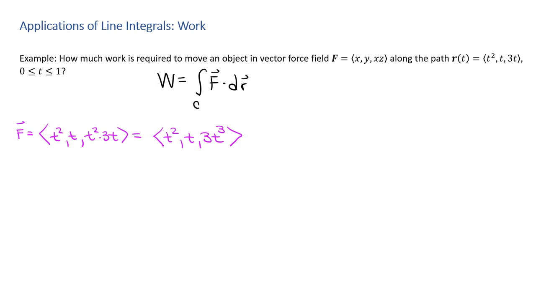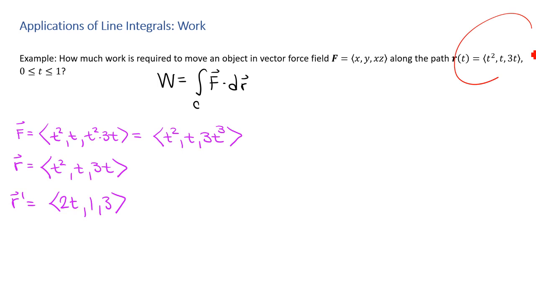So for my force field in terms of t, I replaced the x with t squared, the y with t, and the z with 3t. And so I ended up getting, it's right here on the screen, t squared, t, 3t cubed. So that's my force field written in terms of t. And then the pathway, my r, is t squared, t, 3t. That's what was given to us. So the derivative of that, my r prime, would be 2t, 1, 3.